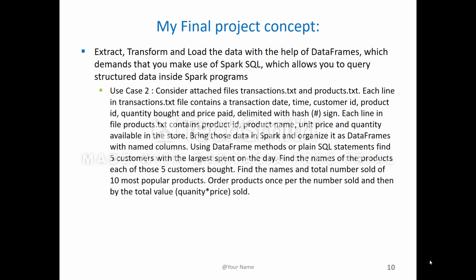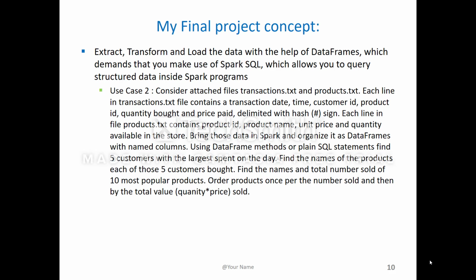The next use case, in the other use case, I'm using customer transaction and product CSV data and showcased ETL using Spark data frames and Spark SQL. So use case 2 has transactions text and products text documents. Each line in transactions text contains a transaction date, time, customer ID, product ID, quantity bought, and price paid, all delimited with a hashtag sign. Each line in the products text file contains product ID, product name, unit price, and quantity available in the store.